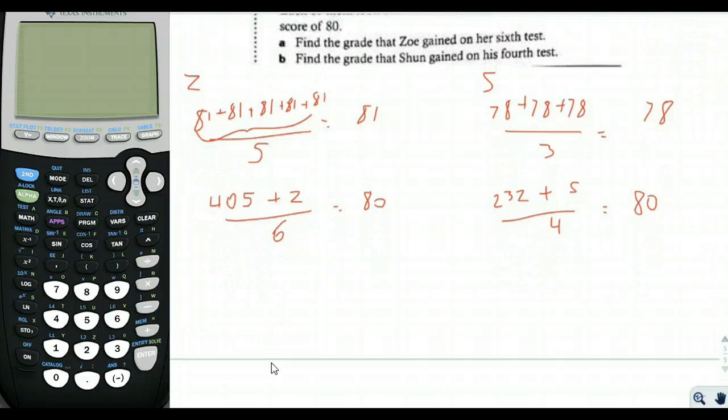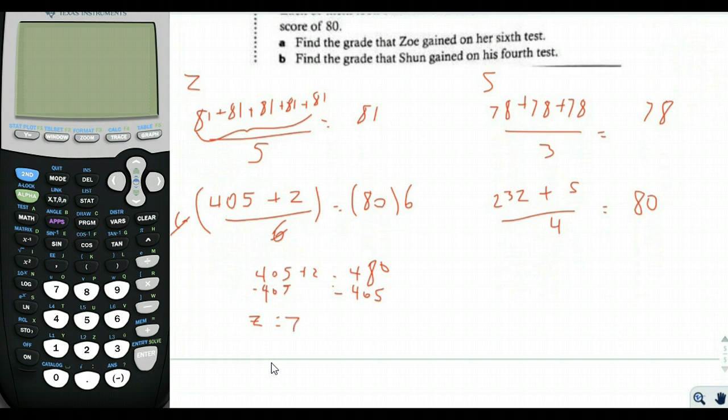Now we just use algebra, so we multiply both sides by 6. That gives us 480 here. So 405 plus Z is equal to 480, so Z is equal to 480 minus 405. And so we know that Zoe's sixth test was a 75.